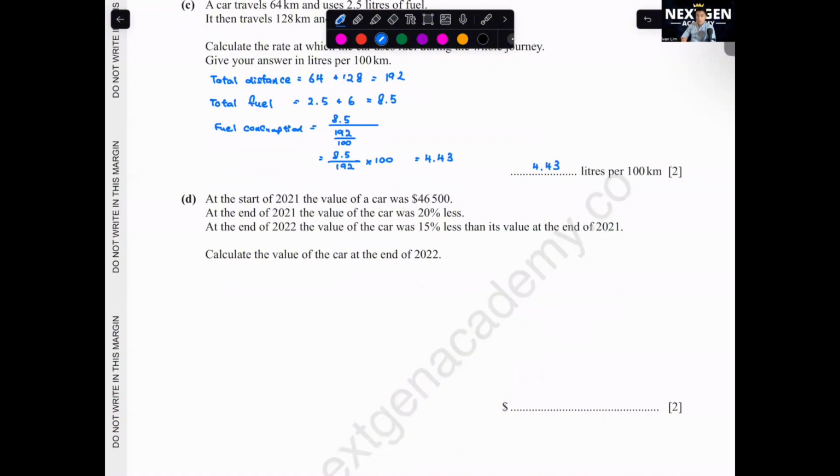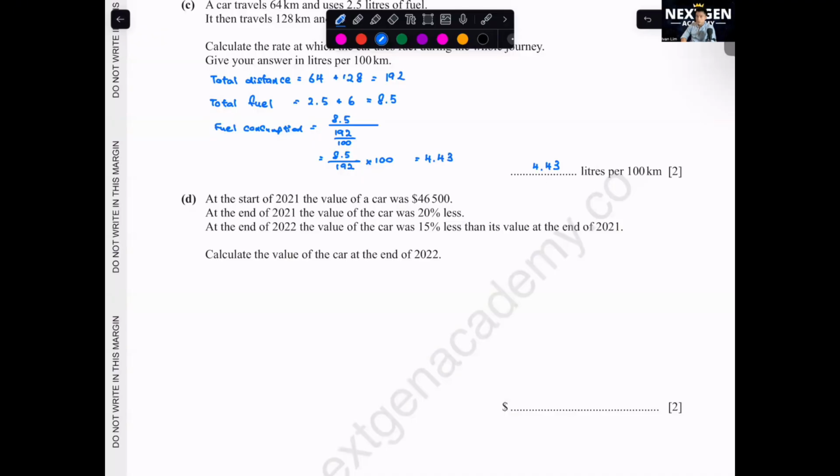Okay, next one. At the start of 2021, the value of a car was 46,500. At the end of 2021, it is 20% less. At the end of 2022, it is 15% less than its value at the end of 2021. Calculate the value of the car. You get 4.69 for the previous one.